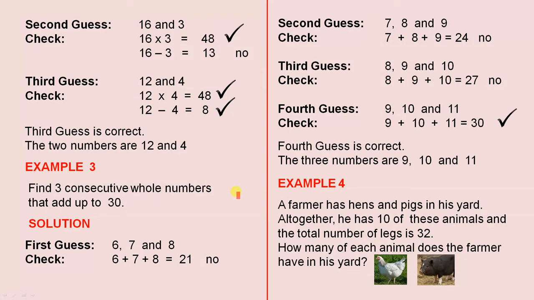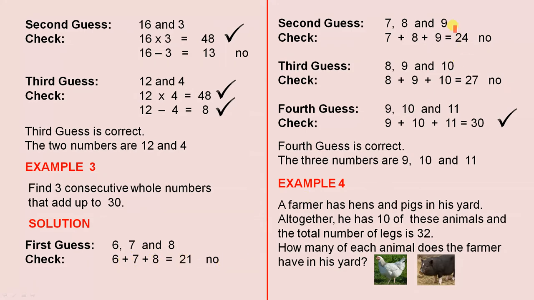Example 3. Find three consecutive whole numbers that add up to 30. Consecutive means they're one after the other, so they're normal counting numbers, and when you add the three of them up, they add up to 30. First guess, let's try 6, 7, 8. 6 plus 7 plus 8 equals 21.